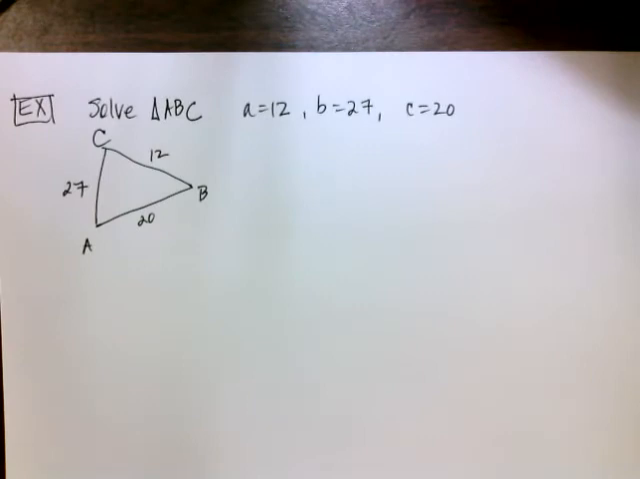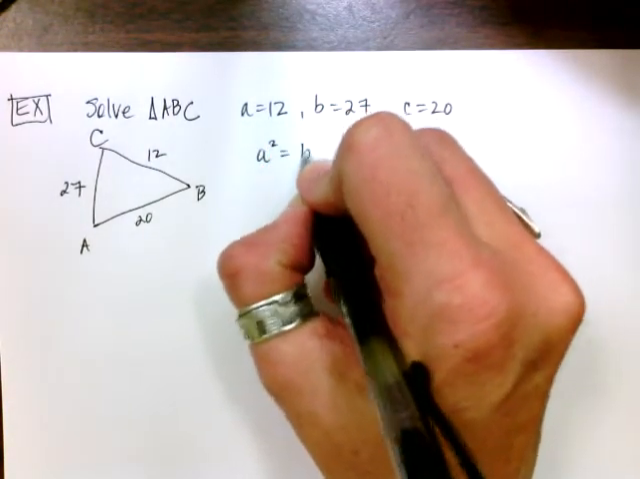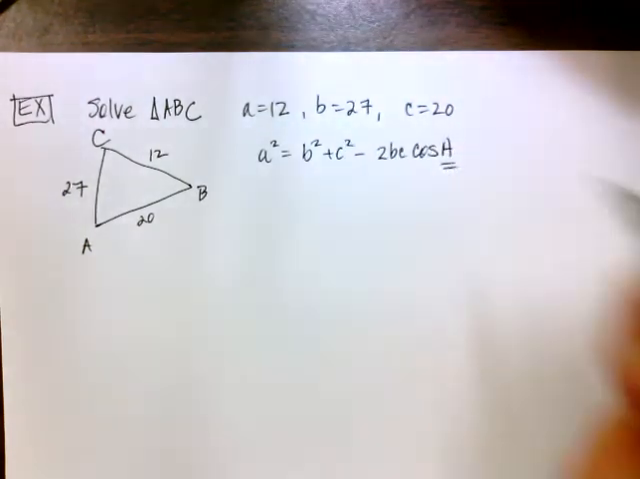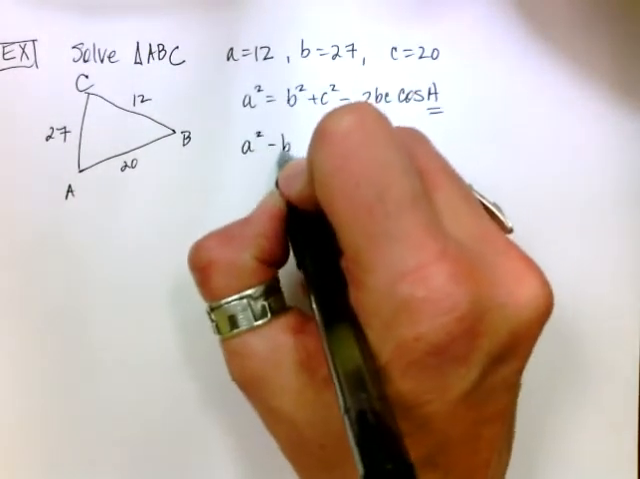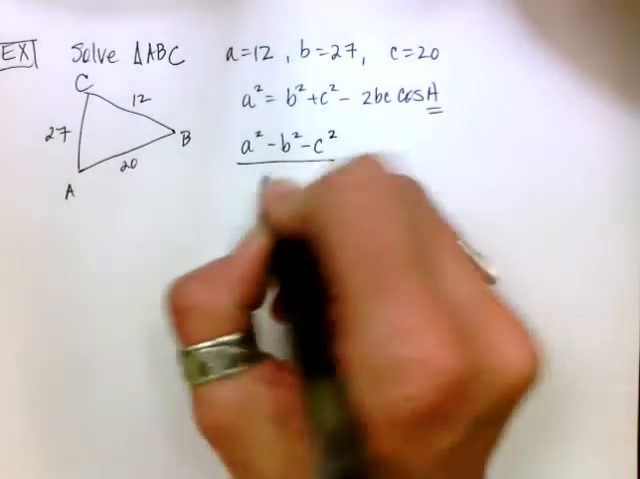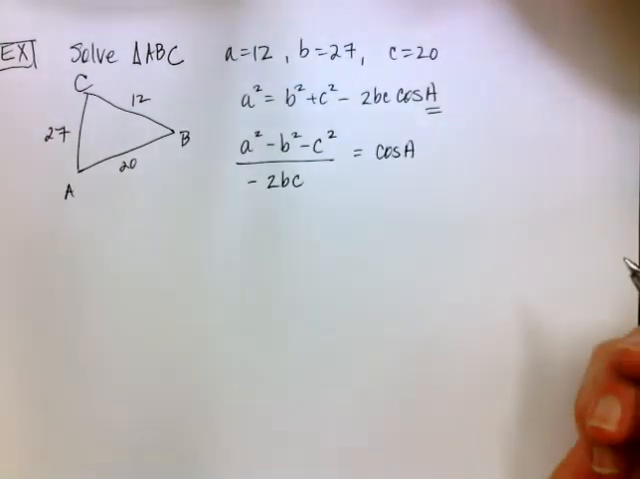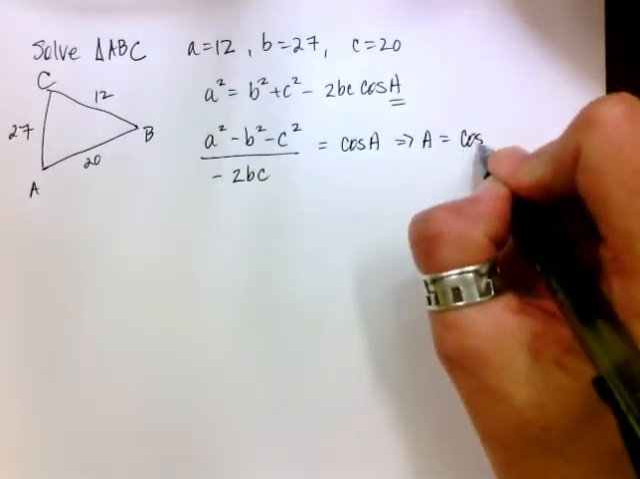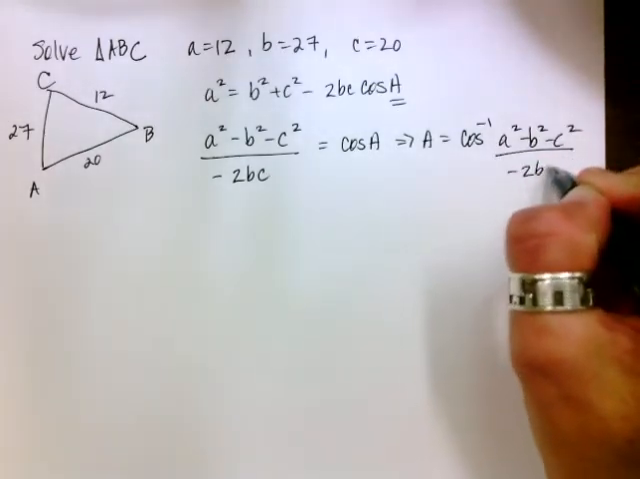So now I'm going to start solving. It doesn't matter which angle you choose to solve for first, so I'm going to solve for A. My formula, a squared is equal to b squared plus c squared minus 2bc cosine A. I'm going to solve that formula for A. So I'm going to manipulate this. So I get a squared minus b squared minus c squared divided by negative 2bc is equal to the cosine of A. And again, I can't divide by the cosine, so I'm going to do A is equal to the inverse cosine of a squared minus b squared minus c squared over negative 2bc.